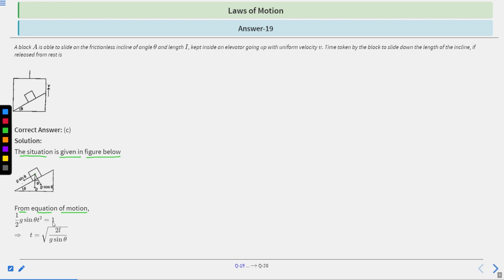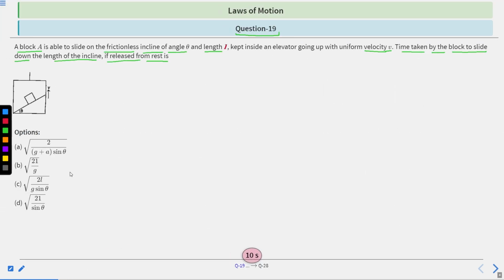This is not 1, this is L. So the correct answer is C. C is the correct answer: under root 2L divided by g sin theta. Next question.